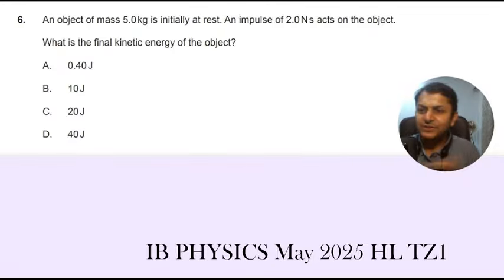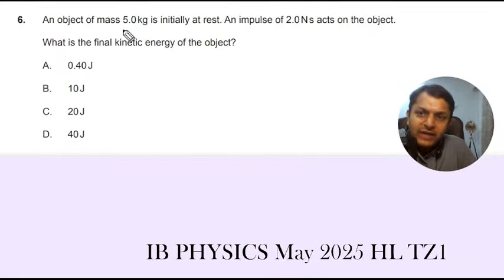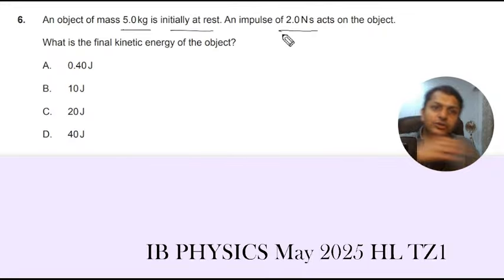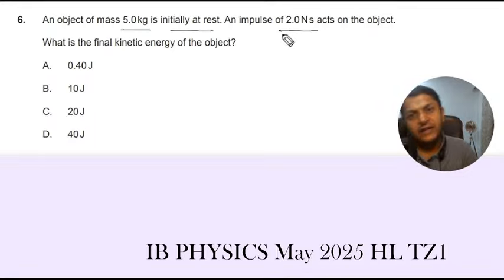Okay, dear student, let's see what is there in this question. An object of mass 5 kg is initially at rest. An impulse of 2 Newton second acts on the object. What is the final kinetic energy of the object?